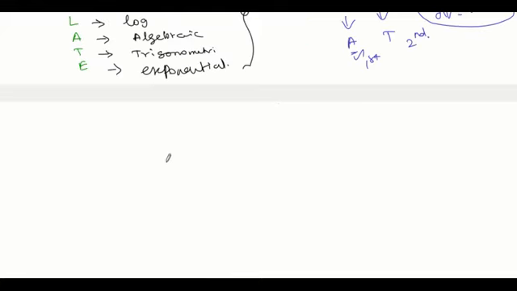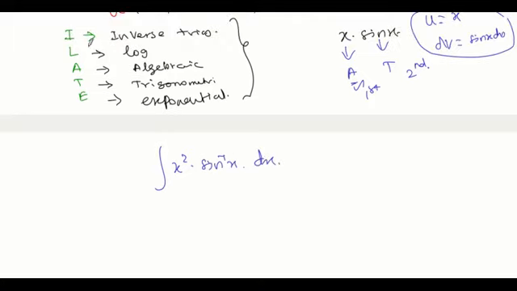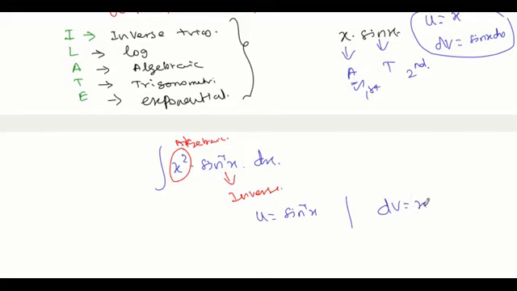Even I can say a function like this: x square into sine inverse of x, integral. Then which will be the first function? You just go back: inverse, log, algebraic, trigonometry and exponential. Here x square is algebraic, but sine inverse is inverse. So we can say this immediately, children: u is equal to sine inverse of x, then dv equal to x square dx.